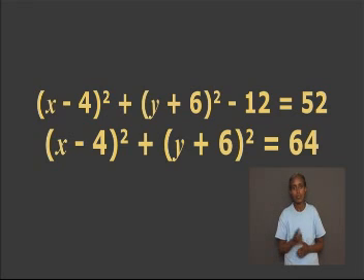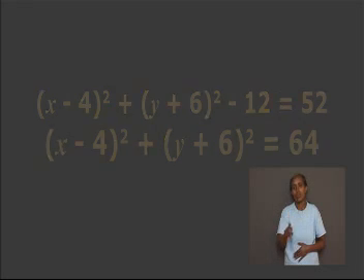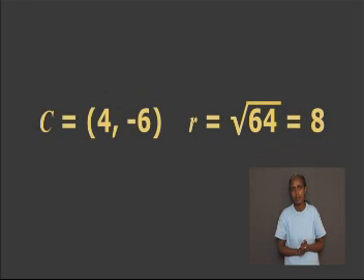We move the 12 to the other side of the equation. So, the center of the circle is at (4, -6), and the radius of the circle is the square root of 64, which is 8. Did you arrive at the same answer? Great work, students.